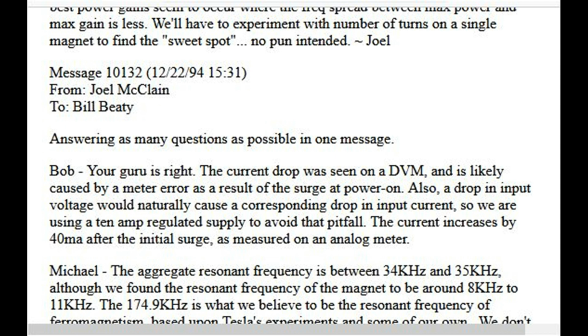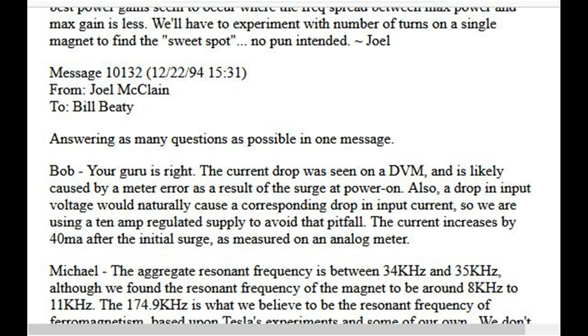The current drop was seen on a DVM, and is likely caused by a meter error as a result of the surge at power on. Also, a drop in input voltage would naturally cause a corresponding drop in input current, so we are using a 10 amp regulated supply to avoid that pitfall. The current increases by 40 mA after the initial surge, as measured on an analog meter.